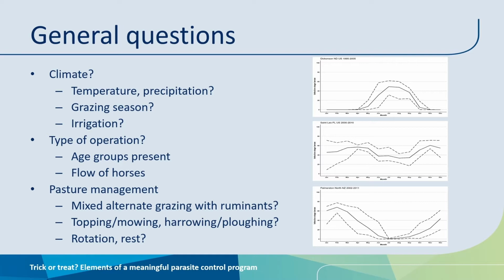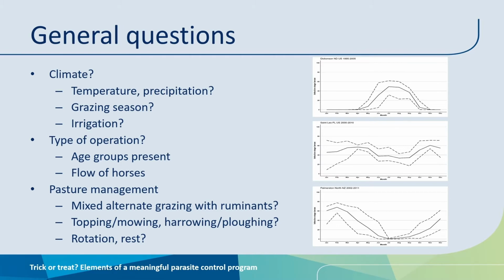In contrast, in St. Leo, Florida, there's almost no seasonality at all. There are just conditions present for parasite transmission year-round. So what really matters here is that when the horses are actually on pasture, they could get infected year round. And then in Palmerston North, in the Southern Hemisphere, we do have a winter-summer pattern, but not nearly as long an off-season in terms of parasite transmission if you compare to North Dakota on the top.